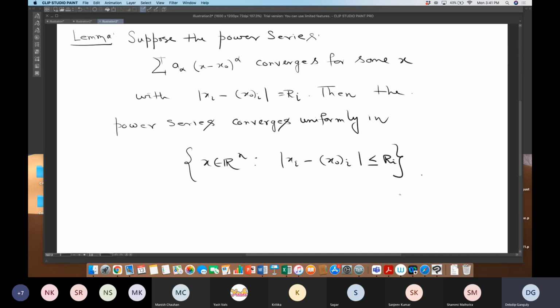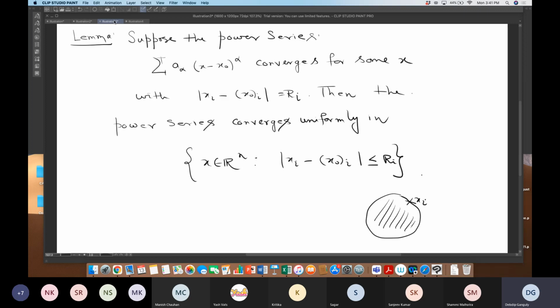Okay, that means this says that suppose you have some ball or something, it's not a ball, somewhere at xi, then if you have a ball, then the power series converges inside also. Okay, is the statement clear? So we proved this part, right?